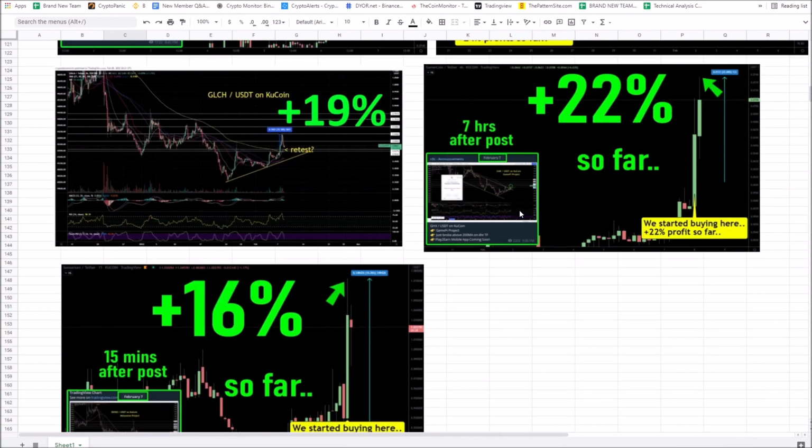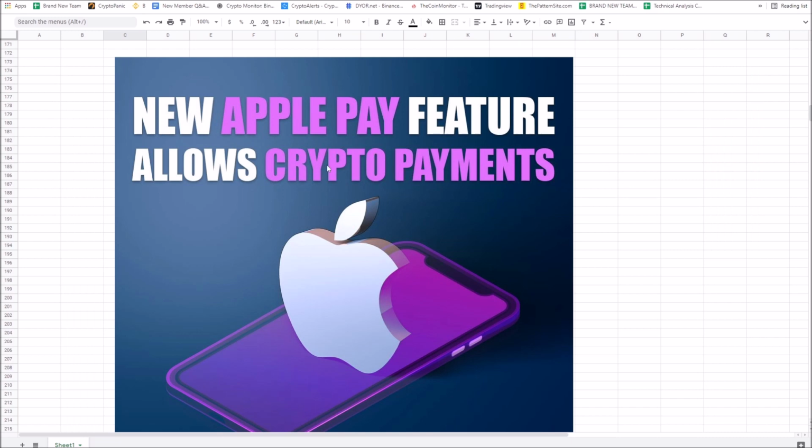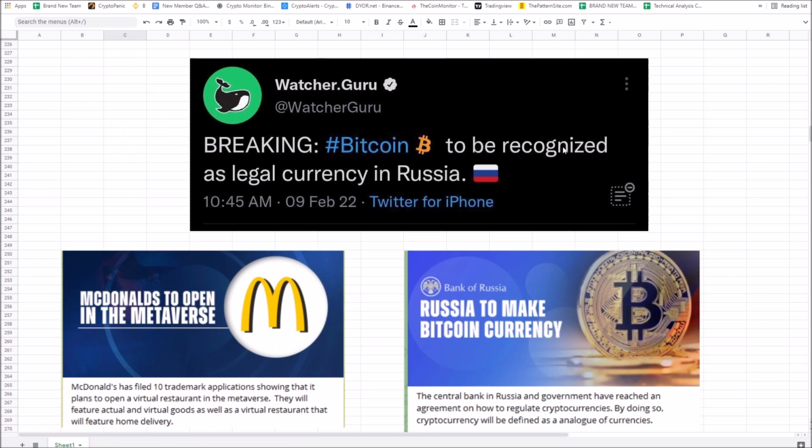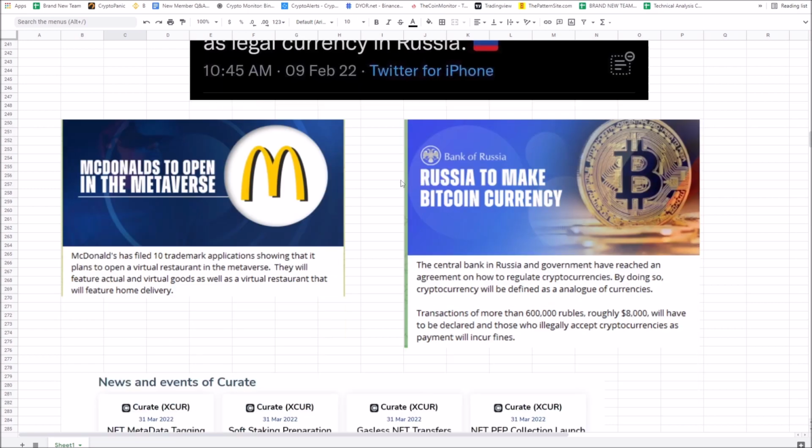It's been crazy. So Apple adds crypto payment feature to Apple Pay. Huge, life-changing money. Bitcoin is going to be recognized as a legal currency in Russia. They said that the central bank, they've reached an agreement. They're going to regulate cryptocurrencies by essentially making transactions of more than about $8,000 have to be declared, and you can't accept these payments unless you declare them. It would be illegal otherwise. So Russia to make Bitcoin a currency.